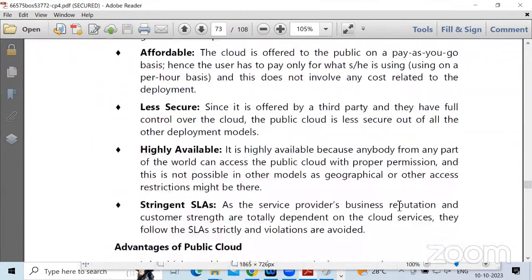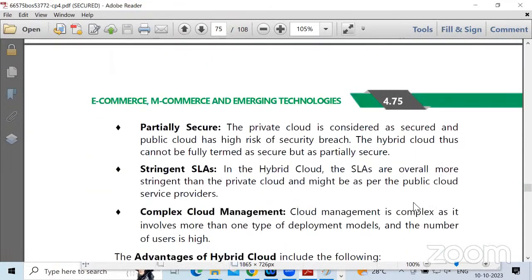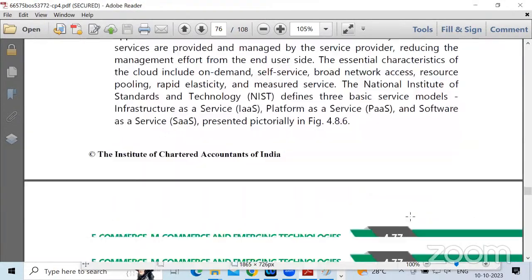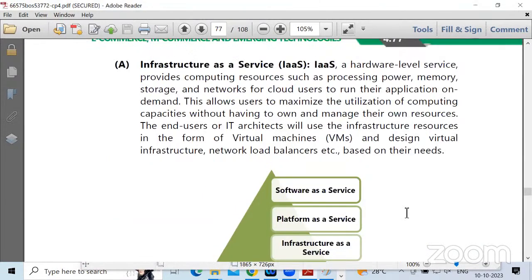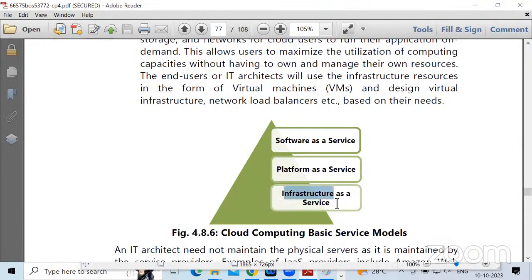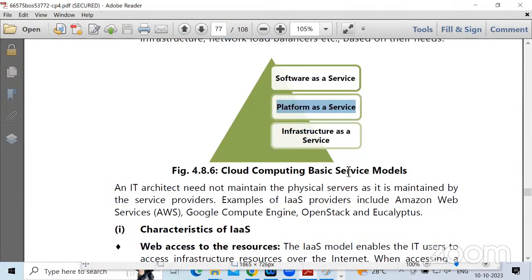Because during the correction of the mock test answer sheets, I came across different answers altogether. So beware of such small, silly mistakes. As we have seen, if infrastructure is provided, it is called infrastructure as a service. If platform is provided, it's platform as a service. And if software is provided, software as a service.